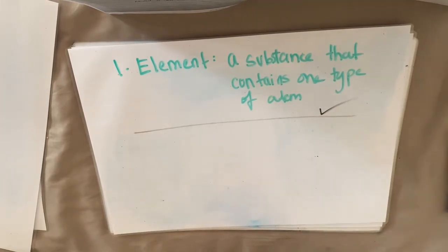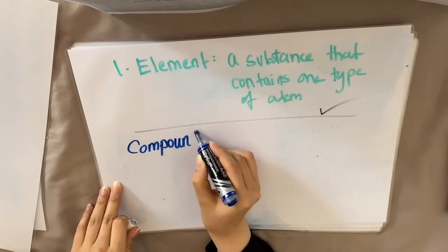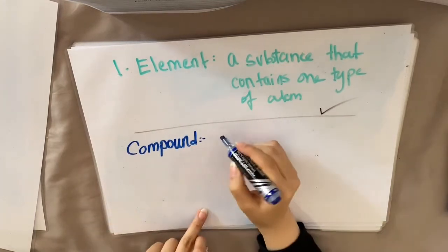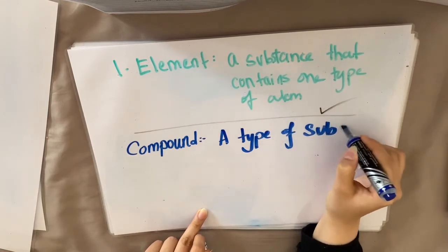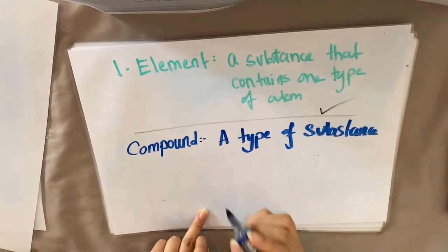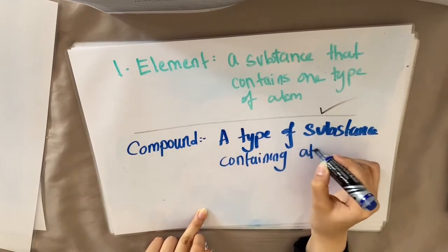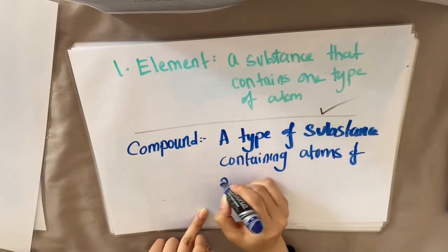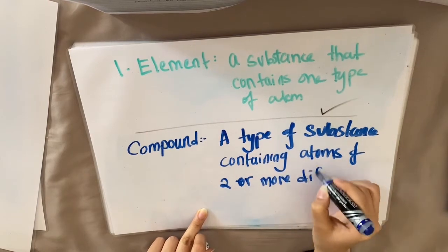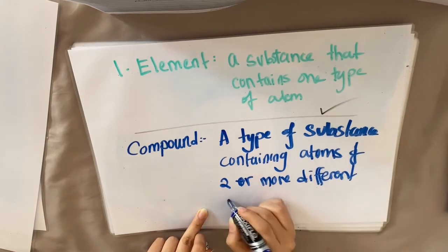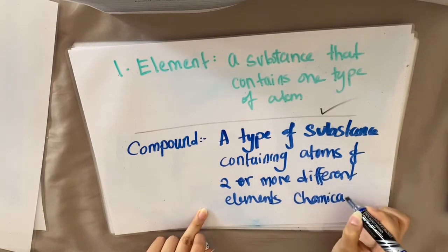Well, think of it like this. A compound is elements together. So, a compound is a type of substance containing what? Atoms of two or more different elements, chemically bonded, because we agreed substances are chemically bonded.